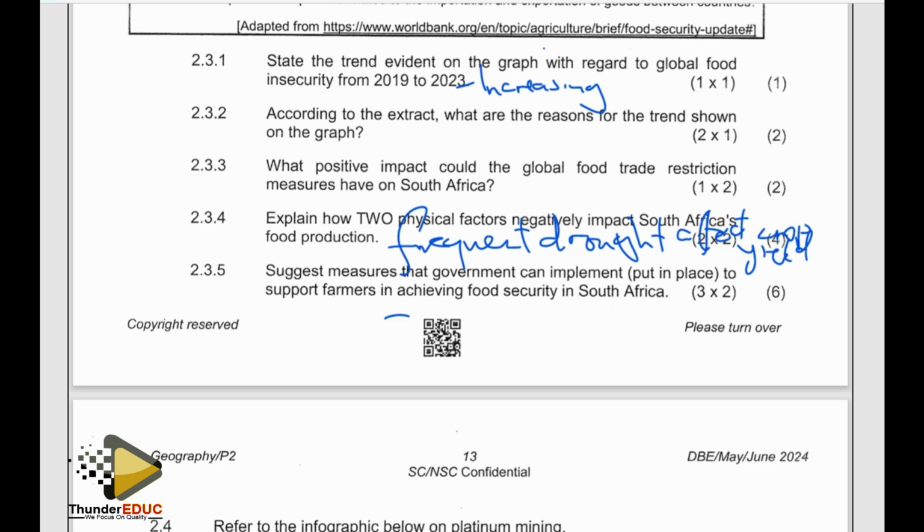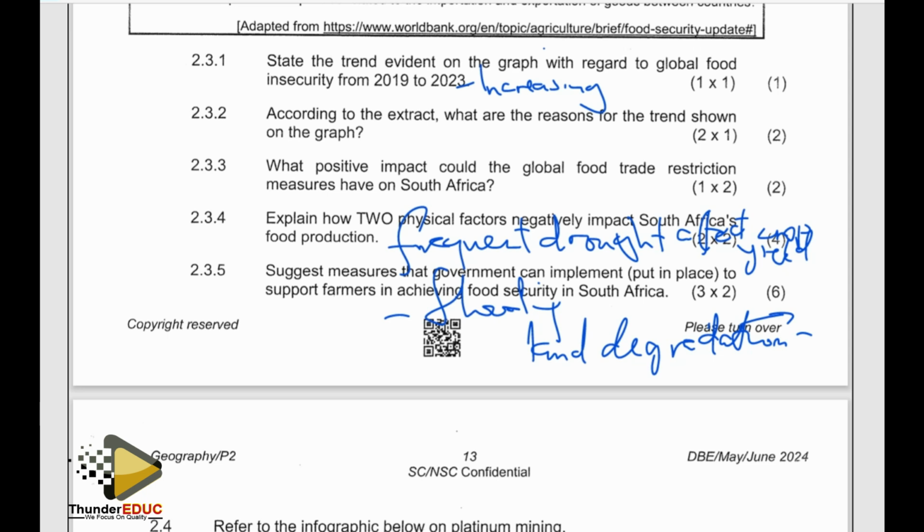Or we can talk of climate change in the form of frequent flooding. Those floods are going to affect the farmlands and the yields. Then we can also talk of other physical factors like land degradation. The land is gradually being degraded, and land degradation is contributing towards low yields. The soil is losing its fertility and is no longer productive enough to produce enough food. So that is going to contribute towards low yields again because of soil fertility loss.